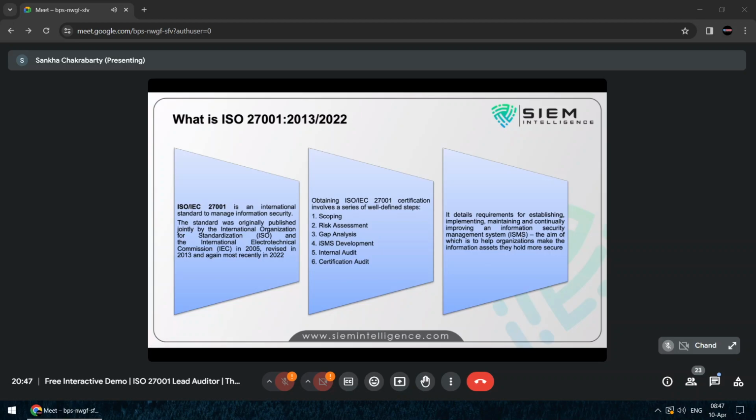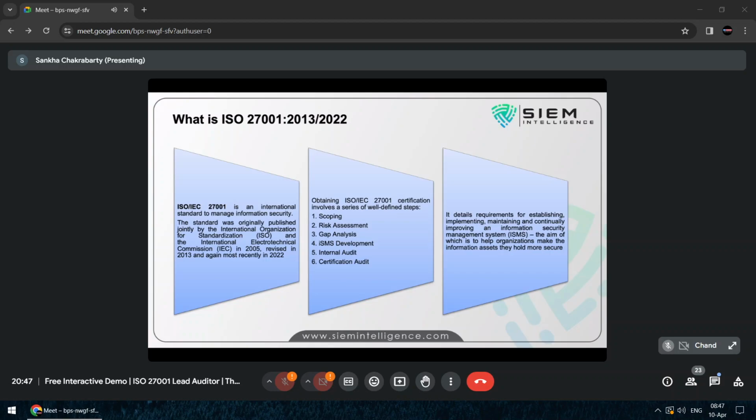Now, the standard was originally published by the International Organization for Standardization (ISO) and the International Electrotechnical Commission (IEC) in 2005. Then the revised version came in 2013 and again recently in 2022. So obtaining the ISO certification as a company, not as an individual, I'm saying as a company, when a company is going for ISO implementation, what do they have to do?